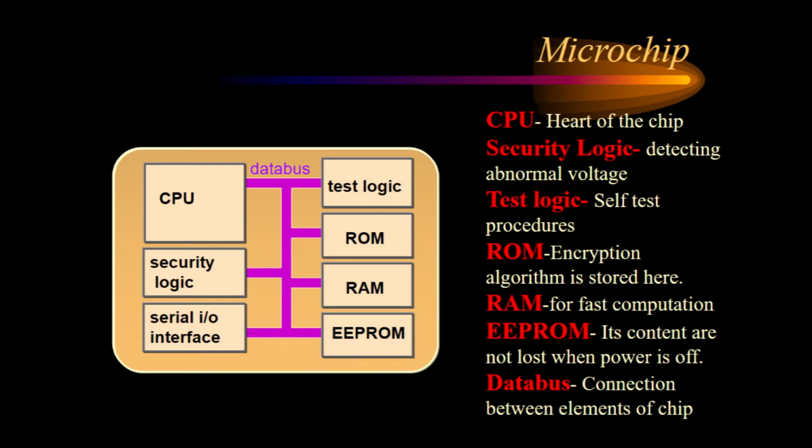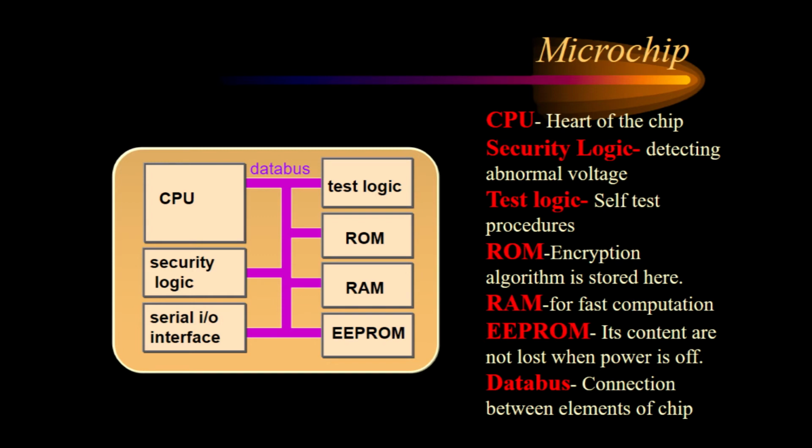Microchip is a combination of microprocessor and EPROM. Microprocessor contains different pins. To understand the functions of these pins, we classify them into different elements. CPU is known as the heart of the chip as it provides signal with proper timings for the other pins. Security logic is used to detect abnormal voltages inside the smart card. Test logic is used to test whatever information is entered by the user against the information stored inside the smart card. ROM is used to store different encryption and decryption algorithms. RAM is used for fast computation.